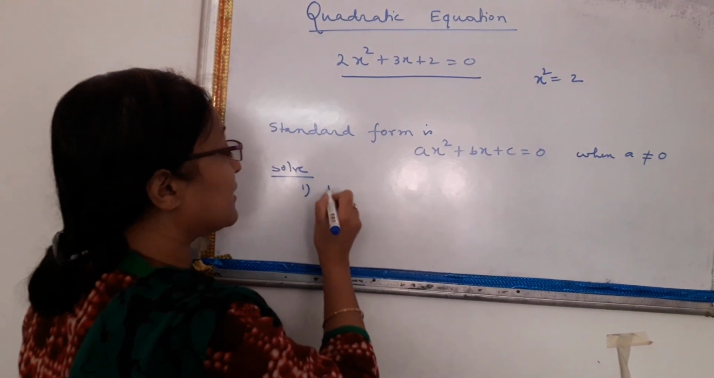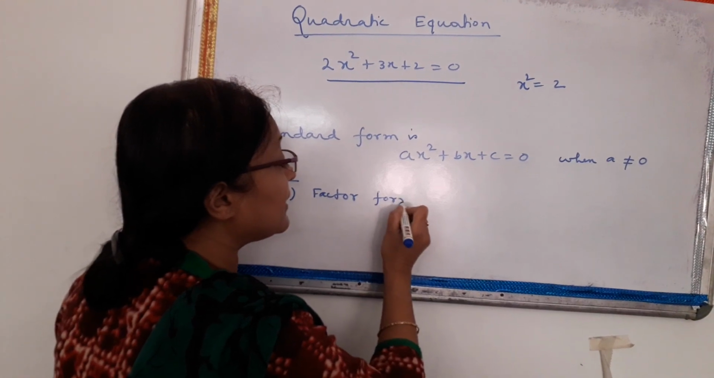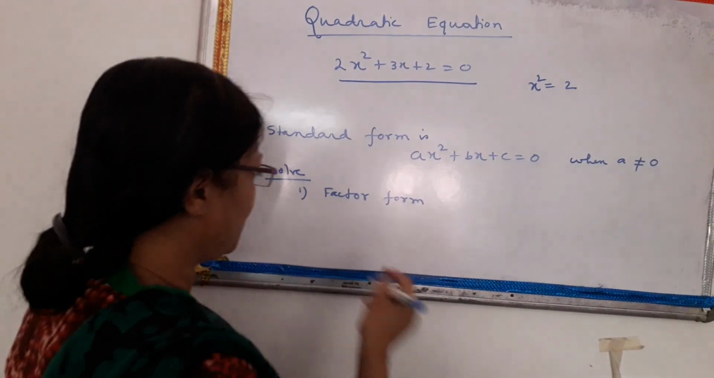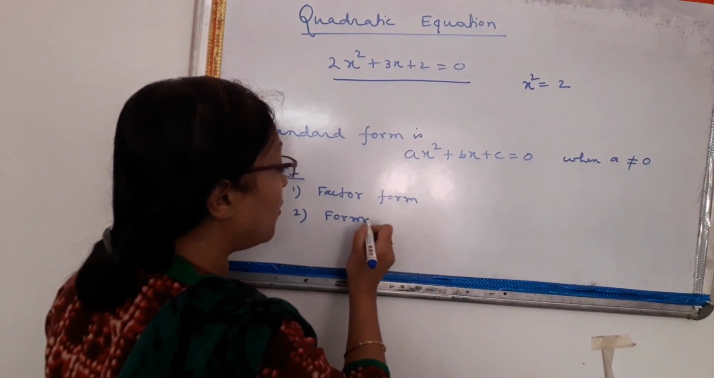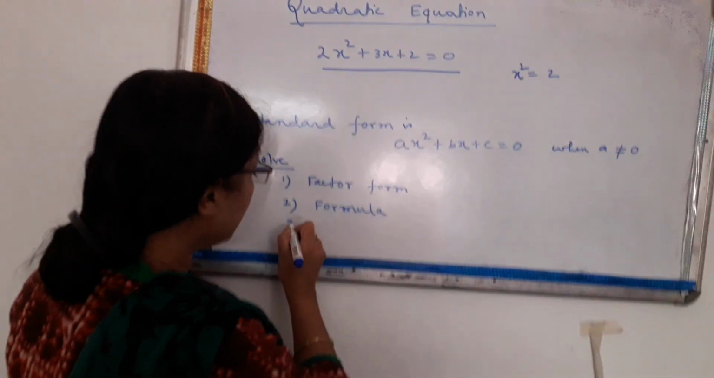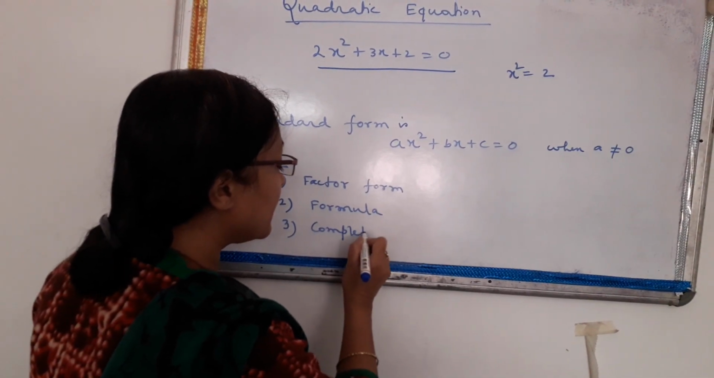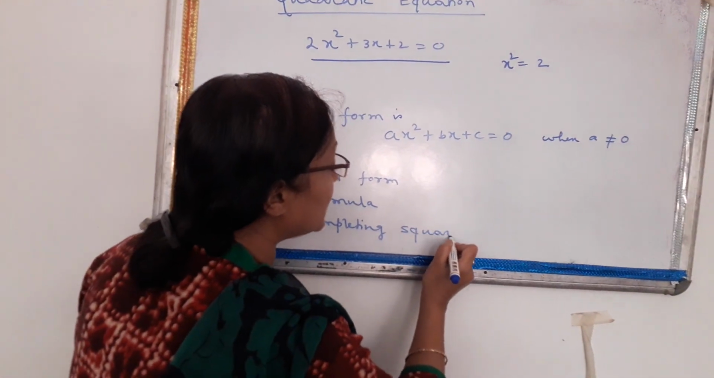So what are the processes for solving? Number 1, factor form, that is by factorization you have to do. Normally we apply middle term factorization. Number 2, formula. And number 3, completing square. Okay, so these are the methods.